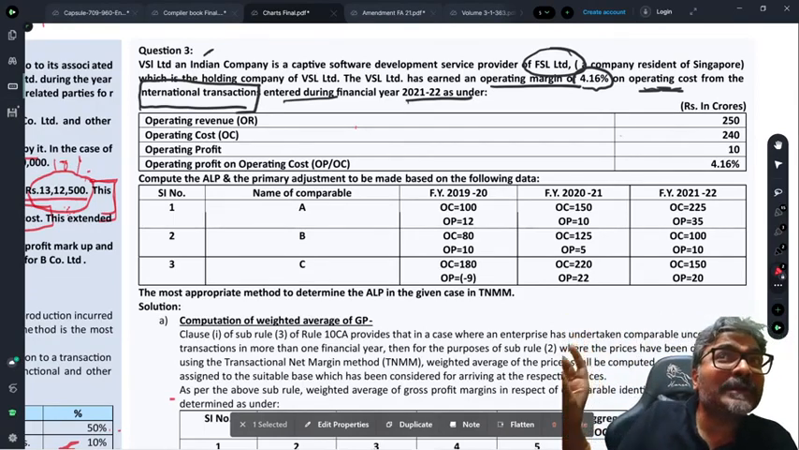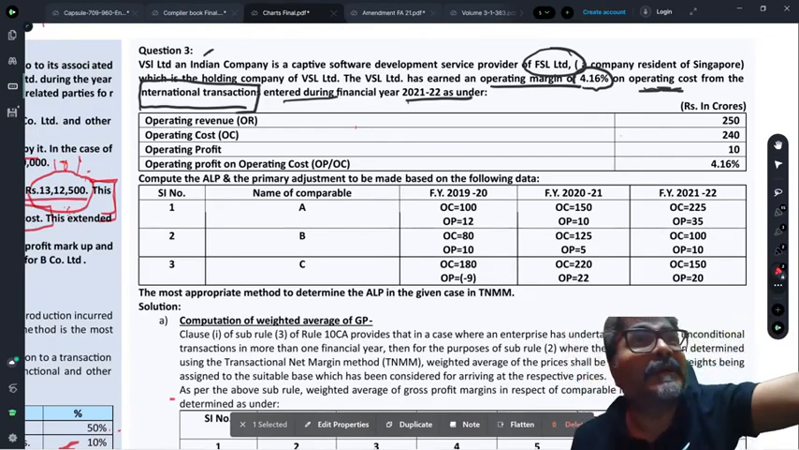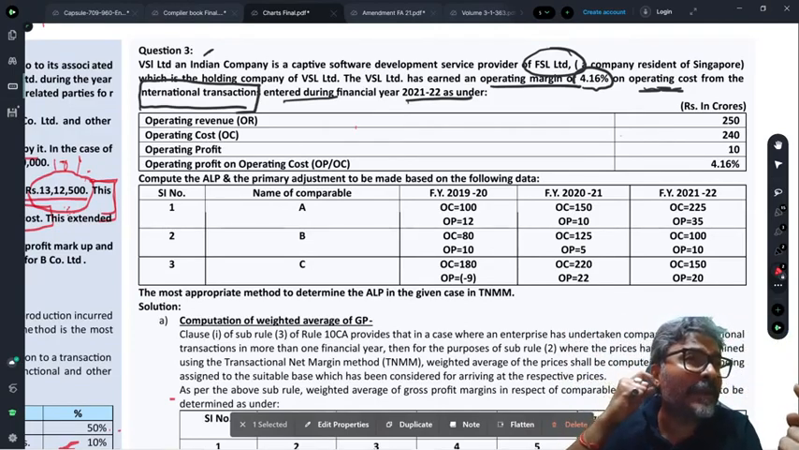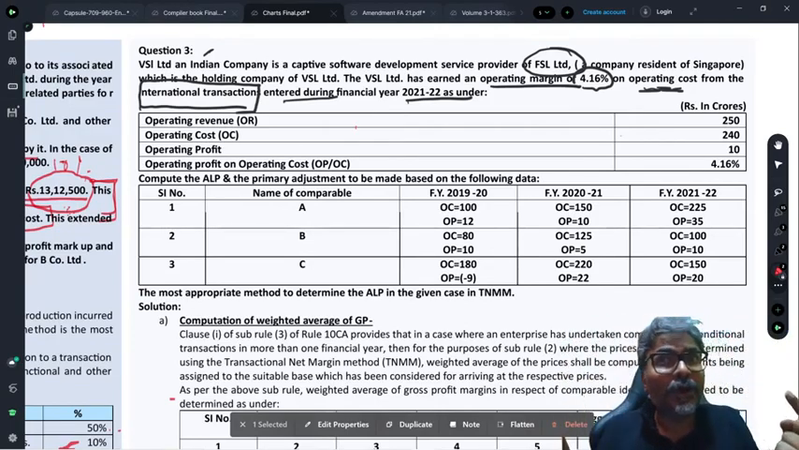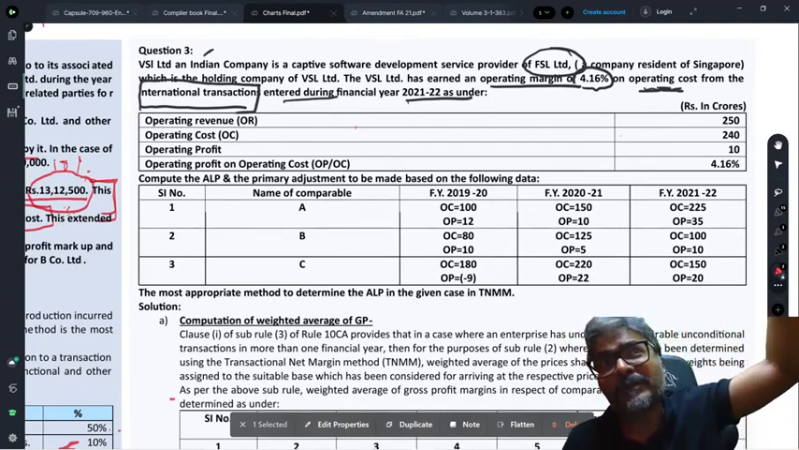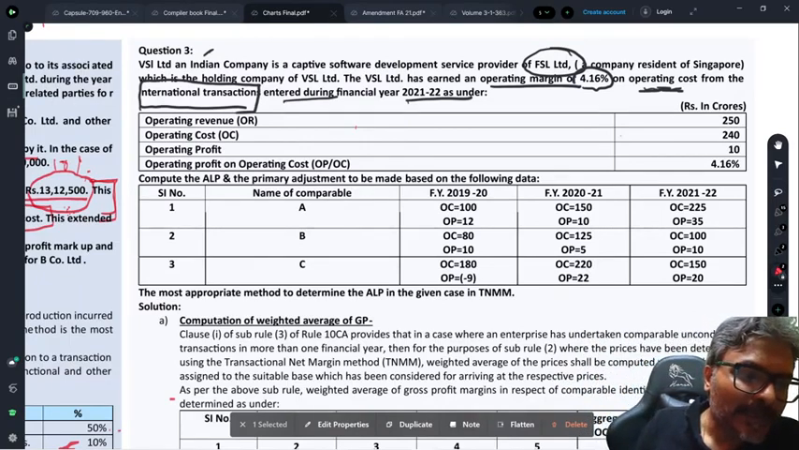And what is the change that is there? I gave you the comparison between the TNMM method having a base with resale price versus the resale price method itself. And I told you where exactly the change takes place. The change takes place in step number 2 of the transaction net margin method and step number 4 of the resale price method. That was exactly the real thing.